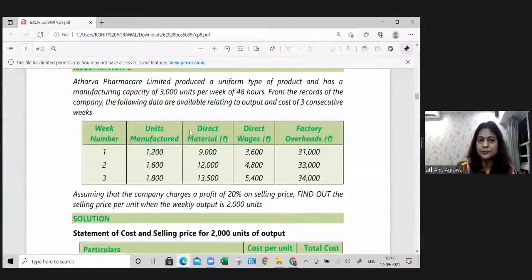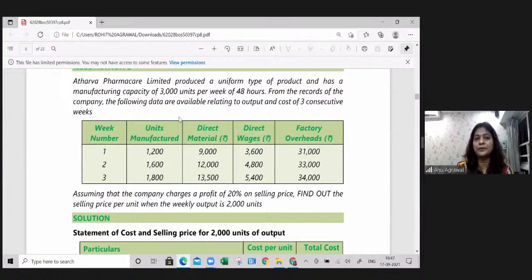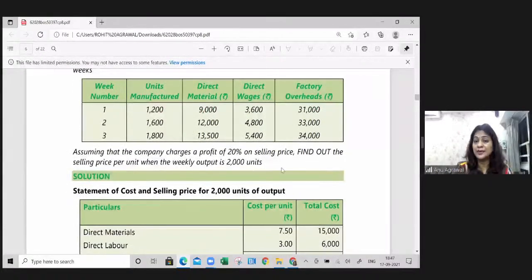Now, illustration 2. Atharv Pharmacare produces a uniform type of product and has a manufacturing capacity of 3,000 units per week of 48 hours. From the records of the company, the following data is available relating to output and cost of 3 consecutive weeks. So they have given us certain details, a very easy sum, look at it. We have manufactured 1,200 units, they've given you the material, the wages, and the factory overheads. Now look at it. Company charges how much of profit? 20%, right? Now they are saying, please find out the cost for 2,000 units, right?